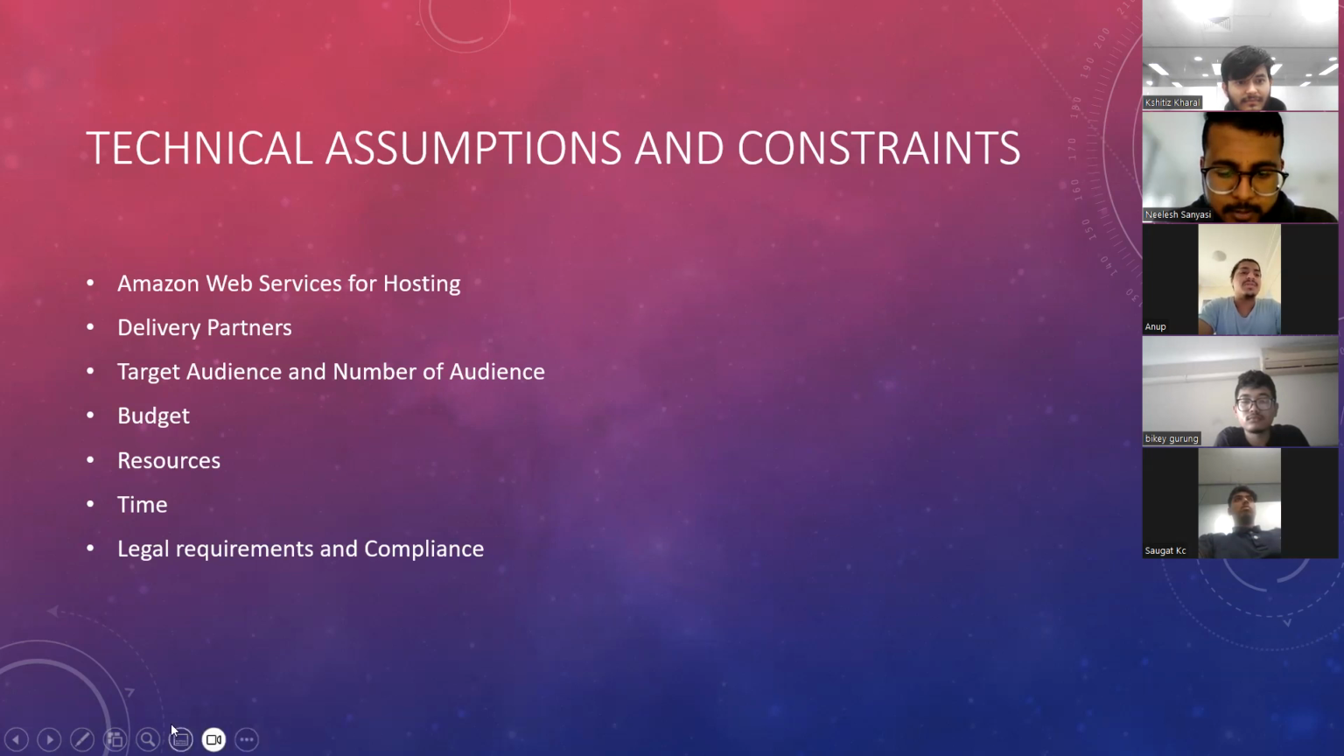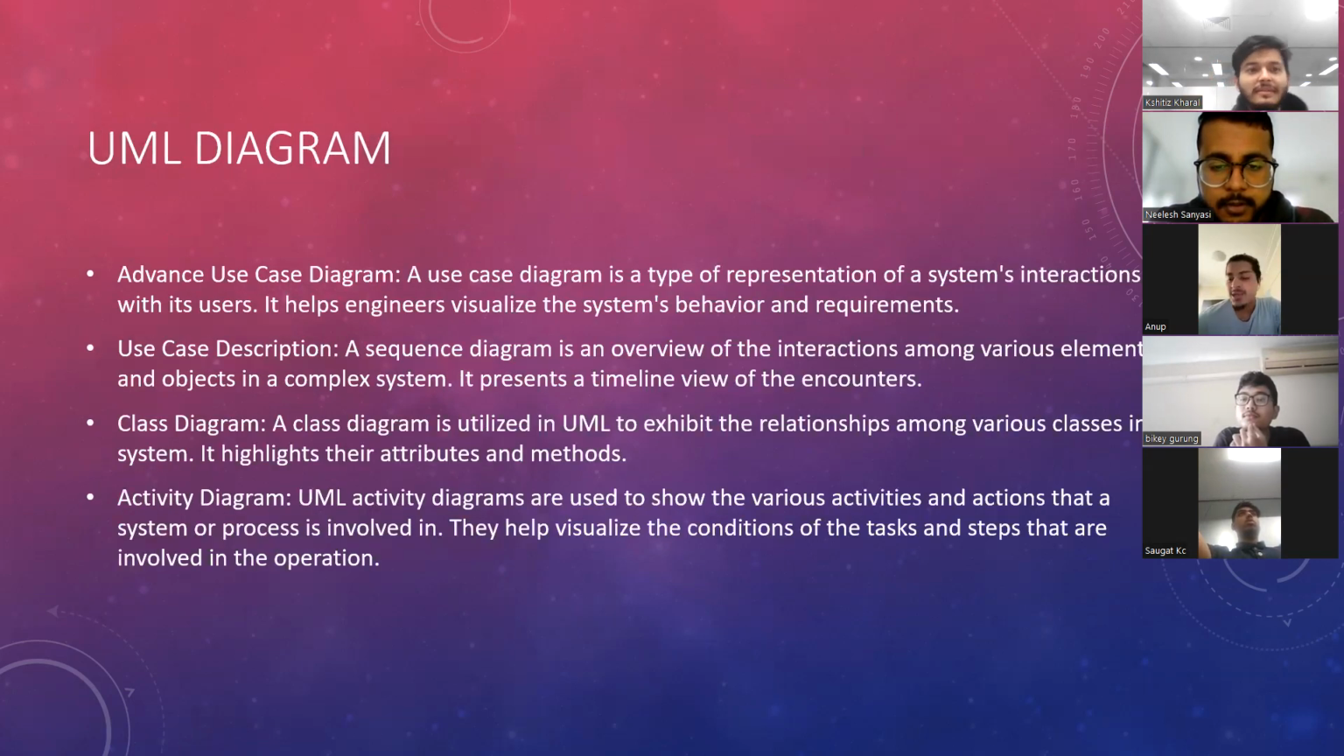Also, there are some constraints that we have to consider in the project, one of which is time. We have decided to finish the project within 6 months, as well as budget and resources. We are very tight on budget, so we have to finish everything under $25,000. And there are legal requirements and compliance of this country that we have to follow. The next part is the UML diagram, which will be presented by Kshitiz again.